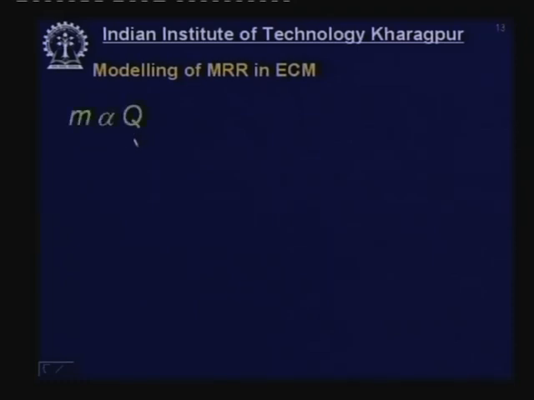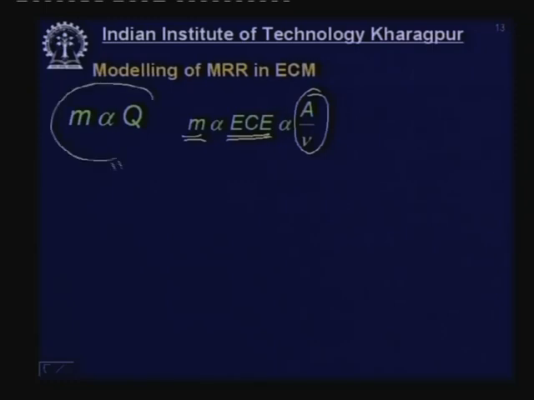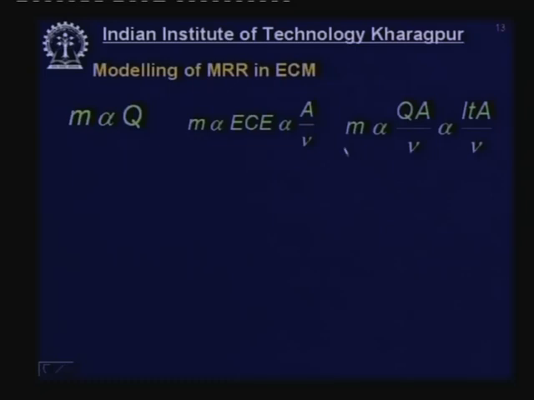What was the second statement? The second statement said the amount of material is proportional to electrochemical equivalent, which is the ratio of atomic weight by valency. So, now I can combine these two mathematical expressions to get the third one, which says mass is proportional to charge as well as atomic weight divided by valency. Once again, charge is nothing but current, how much current I am passing for what duration.